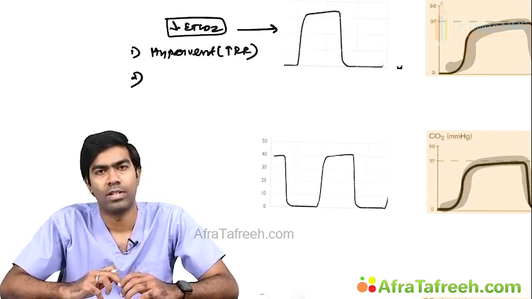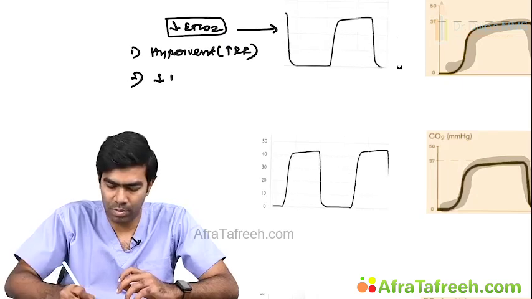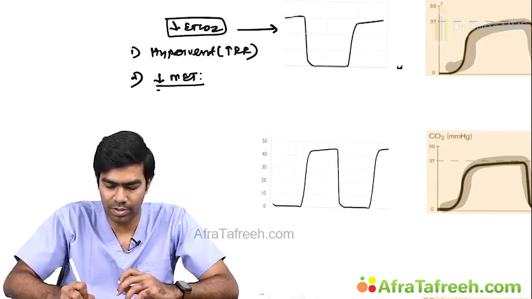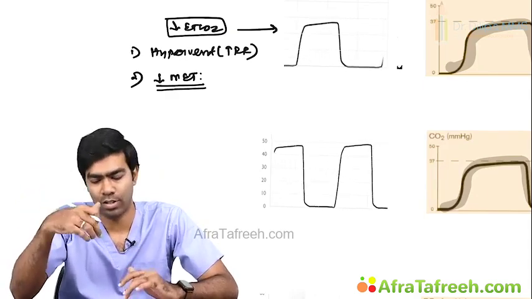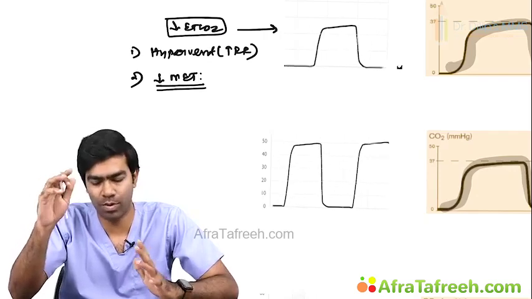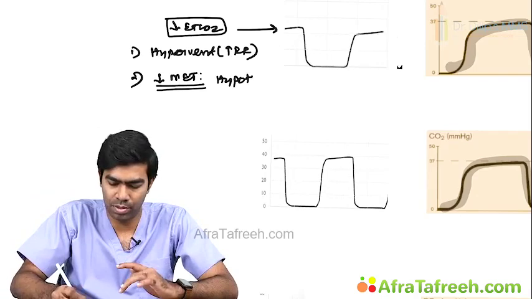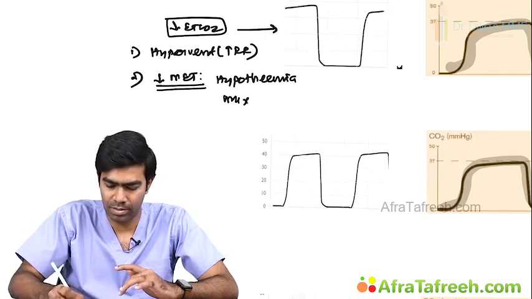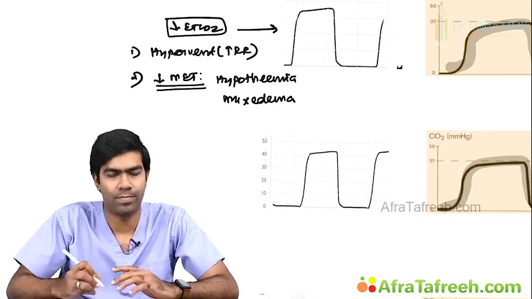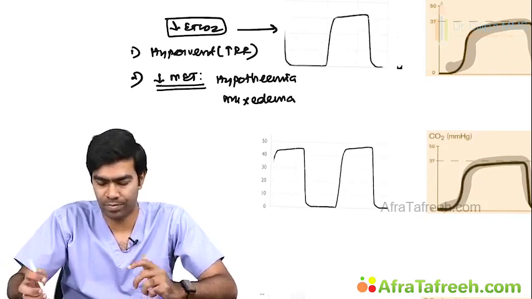Number two, whenever you have a reduced metabolism. There are three things that are going to affect it, I told you: circulation, metabolism, and ventilation. So second is reduced metabolism. What are the conditions that produce reduced metabolism? I can tell hypothermia, right? Myxedema sometimes, in severe hypothyroidism. So these are some of the examples where reduced metabolism may cause reduced EtCO2.